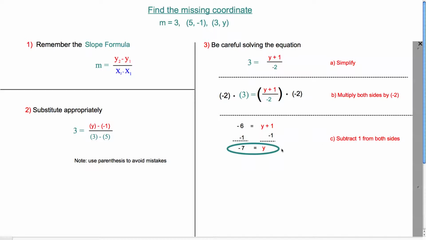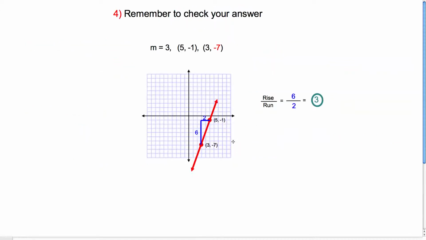Once you have solved your equation for the missing variable and come up with your answer, in this case -7, you want to make sure that this -7 is the correct answer. And the way you do that is you check it by putting it back in to your original problem and then validating it by first plotting the points, (5, -1), (3, -7), drawing a line through it.